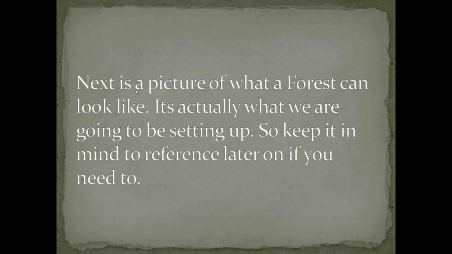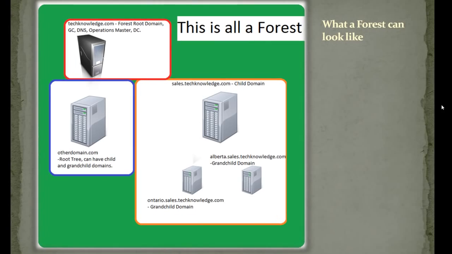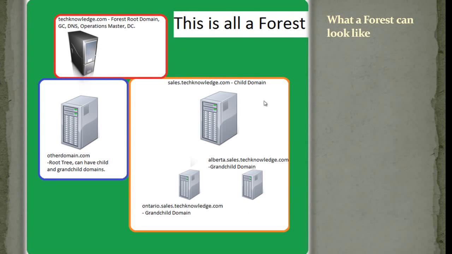Next I just have a picture of what our forest will look like. It's actually what we're going to be setting up, so keep it in mind to reference later on if you need to. Up here we've got our black box. I chose black because it's our forest root domain, the global catalog, the DNS server, the operations manager, the domain controller. It's everything here.